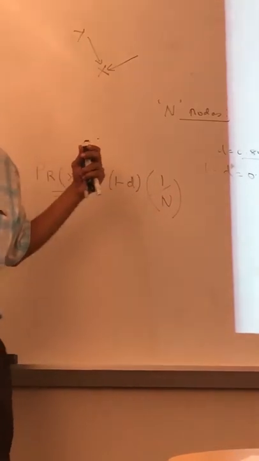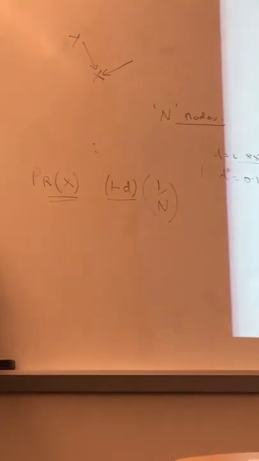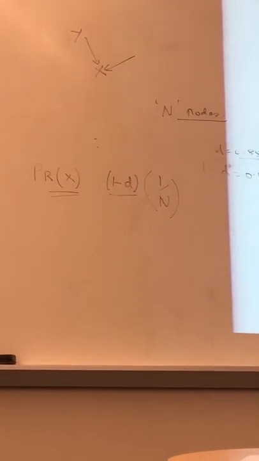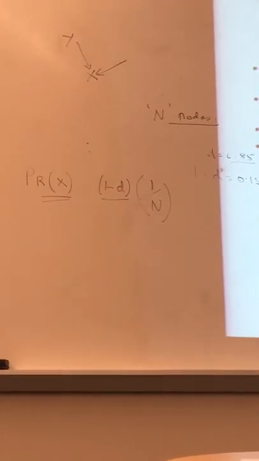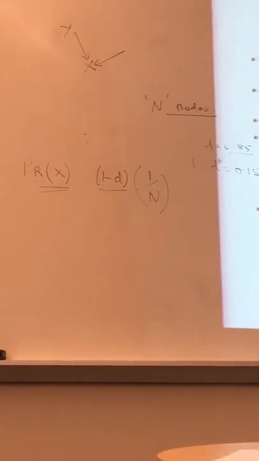So first of all, you should decide to jump. So the probability of you deciding to jump is 1 minus D. Once you decide to jump, what's the probability you will be at page X? It is 1 over N. So you have to multiply both the probabilities. You know that, right? They are independent things.